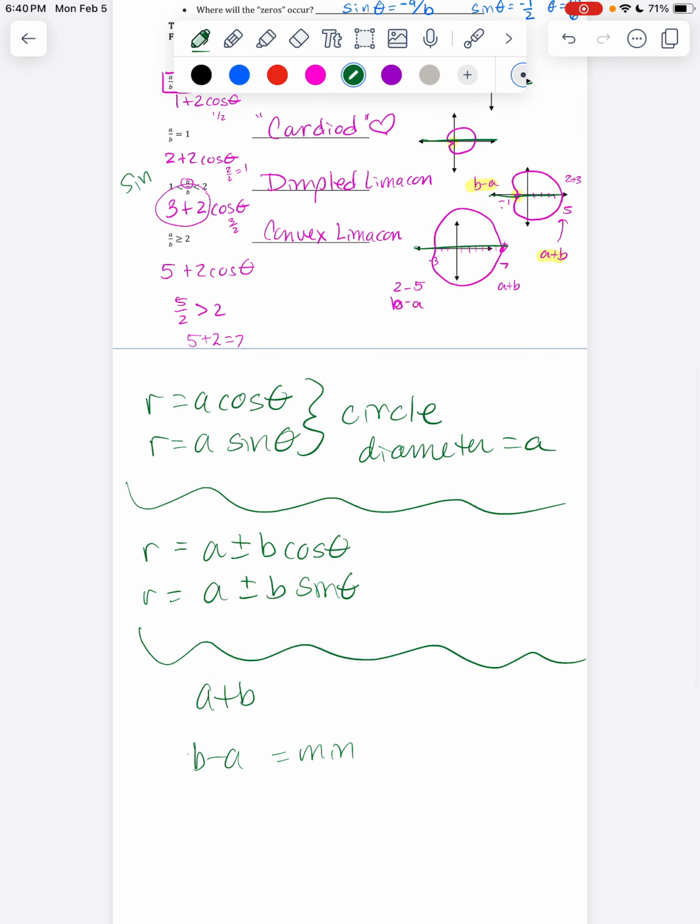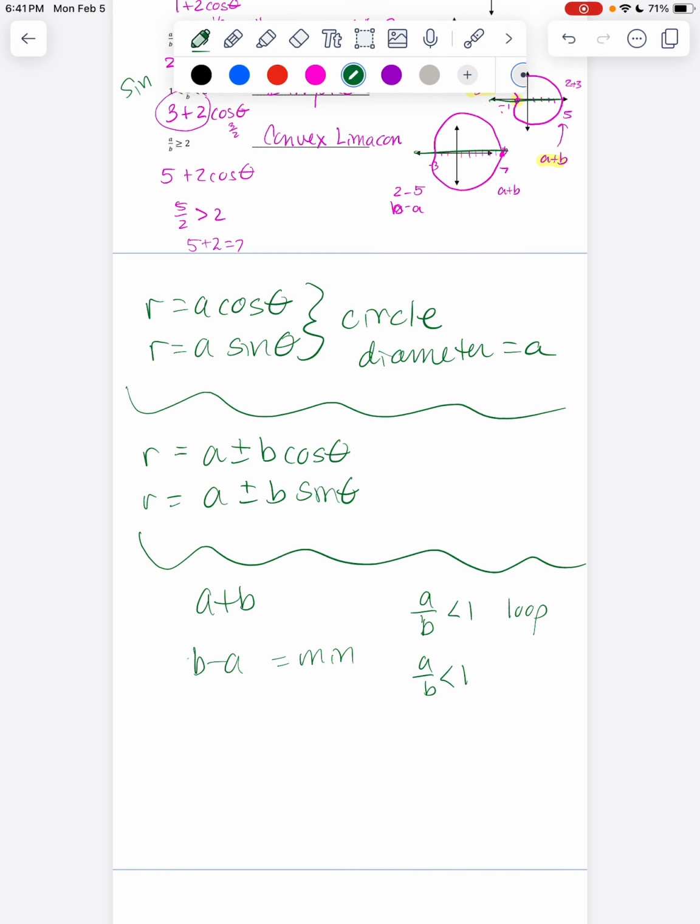And I'm going to have that ratio where if A is less than B, A over B is less than 1, I'm going to get a loop. If they're the same, 2 plus 2, 3 plus 3, 4 minus 4, so if they actually equal 1, and I'm just recapping everything that's in those notes, then it's going to come to a point and be that cardioid. And then as it progresses to be bigger than 1, but not bigger than 2, I'm going to get that dimple. And if that ratio gets even bigger than 2, then I'm going to have what they call that convex, where you can barely see a dimple in it at all.